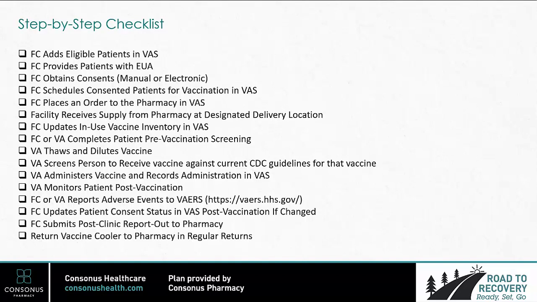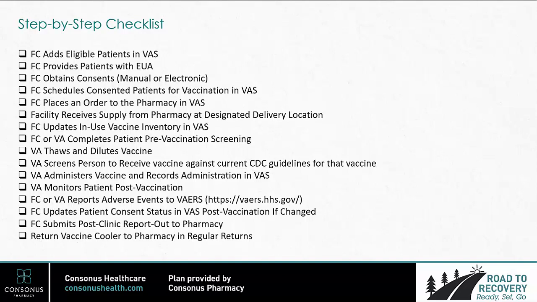A facility coordinator or a vaccine administrator will complete a patient pre-vaccination screening. The vaccine administrator will then thaw and dilute the vaccine. A vaccine administrator will also screen persons to receive vaccine against the current CDC guidelines for that vaccine. So that's ensuring that you're following age requirements or any other sort of guidelines imposed by the CDC. The vaccine administrator will then vaccinate patients and record the administrations in VAS.